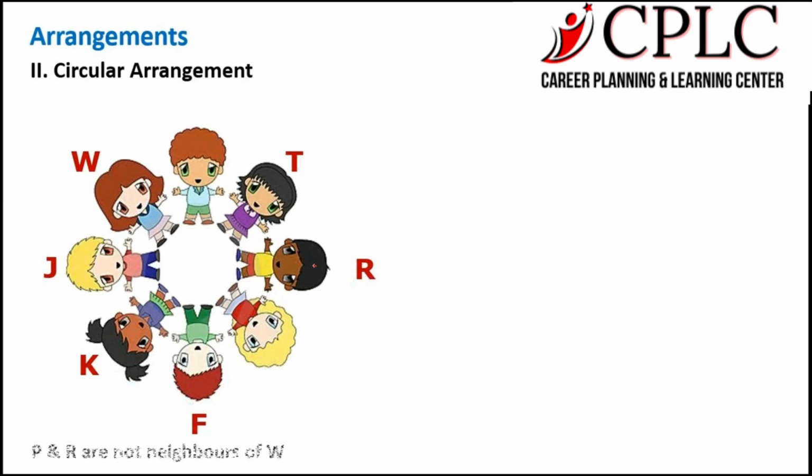And last one, P and R are not neighbors of W, which we had already seen. So people left now are P and V. So this is where V should come, and this is where P should come, as these are the only two people who are left out. So once again, this is how the final arrangement would look like, and now we can answer the questions.